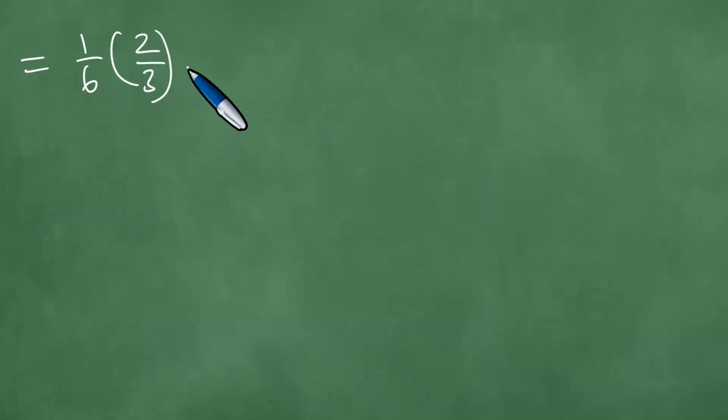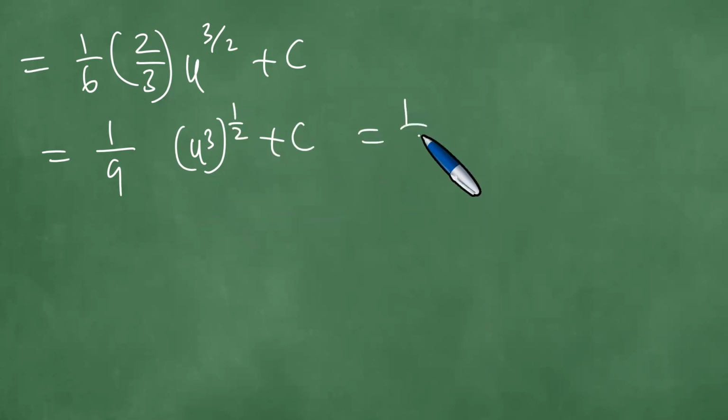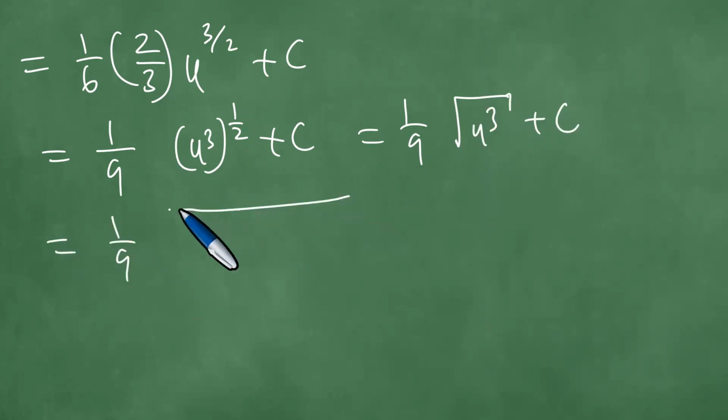So this is 1 over 6. Because you are dividing by 3 over 2, you're multiplying by the reciprocal. Yes. u to the 3 over 2 plus c. Okay, so 2 divides here, giving us a 9. And this here becomes, you can write it as u cubed to the 1/2, 1 over 9, the square root of u cubed, plus c.